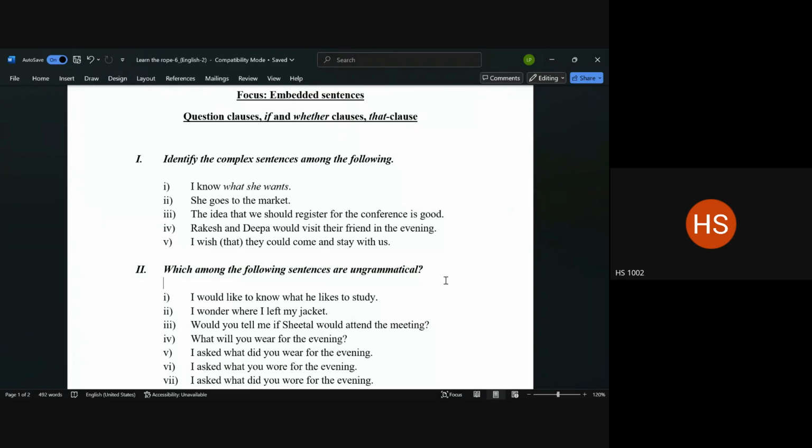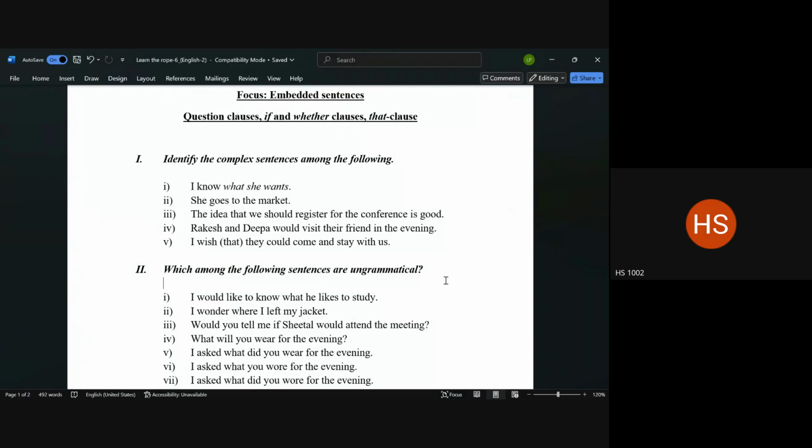Then the fifth one: either you say, I wish that they could come and stay with us, or you can simply say, I wish they could come and stay with us. There is another distinction called restricted and non-restricted clauses, but in the lecture, it doesn't specifically talk about it, so I'm not bringing it in. There are certain clauses in English where that is compulsory. You have to add it in order to have a grammatical sentence. But you have sentences like this where that is optional. We will not get into the details of that.